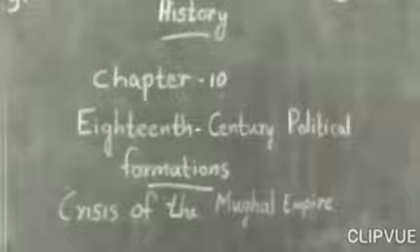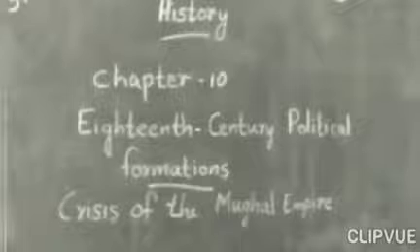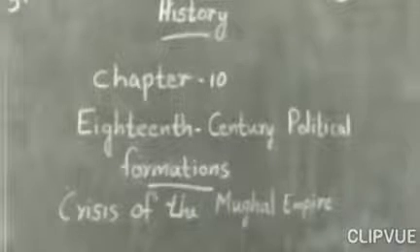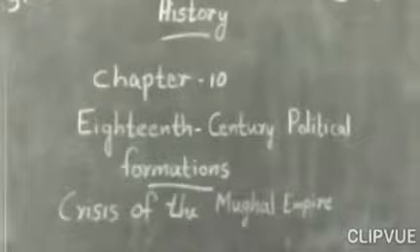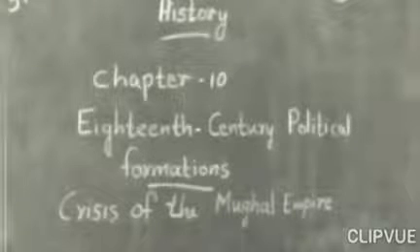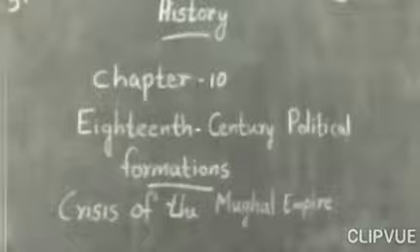Then another point: in the economic and political crisis, the ruler of Iran, Nadir Shah, sacked and plundered the city of Delhi in 1739. Another reason is the conquest of Nadir Shah. He plundered the city of Delhi and took away immense amounts of wealth. He carried immense wealth to Iran. Again, Ahmad Shah Abdali invaded North India, and five times he invaded North India. This was the crisis in the Mughal Empire.